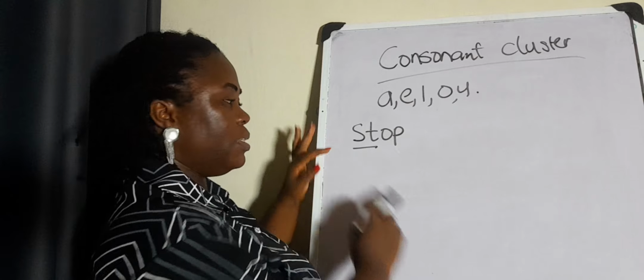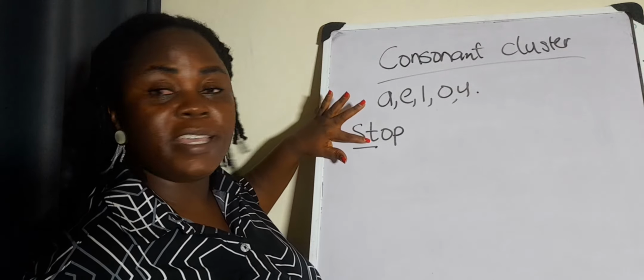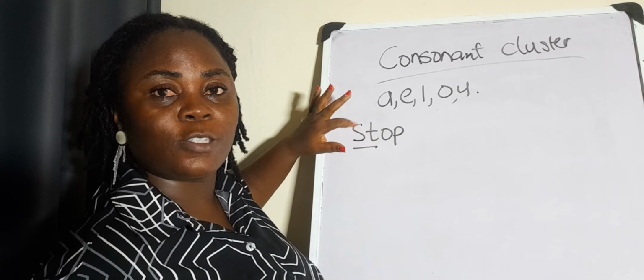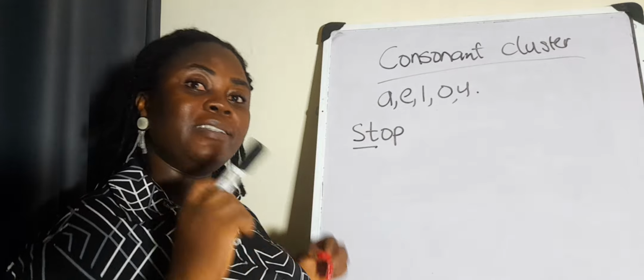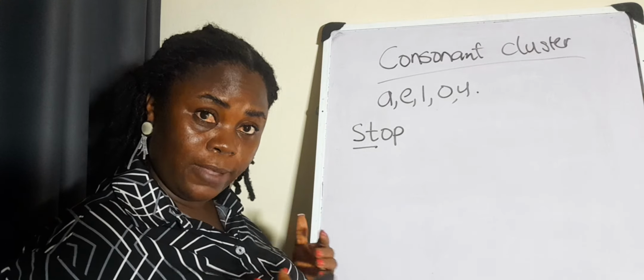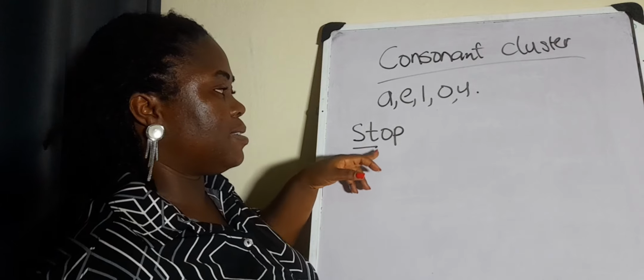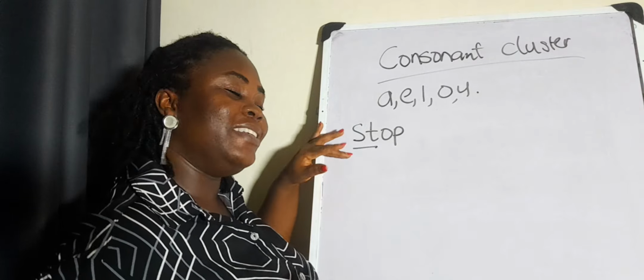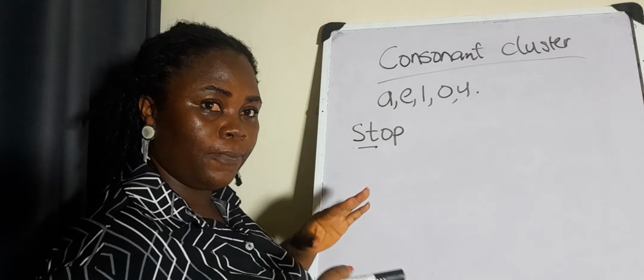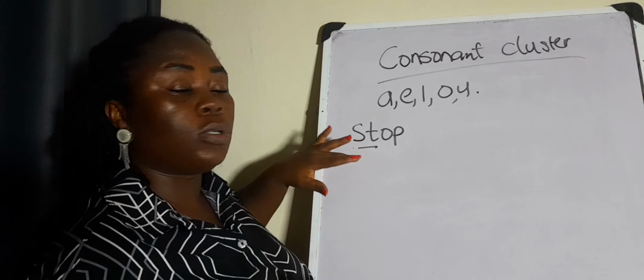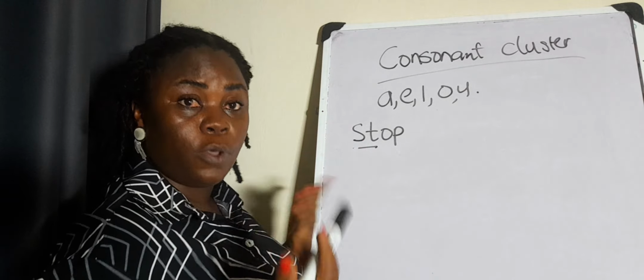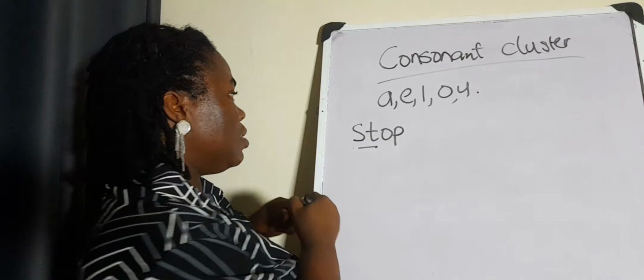Now this is stop. This is S, T is T. Stop. You can hear the two consonants clearly. So this is what is called a consonant cluster. Some persons find it difficult to pronounce these words.